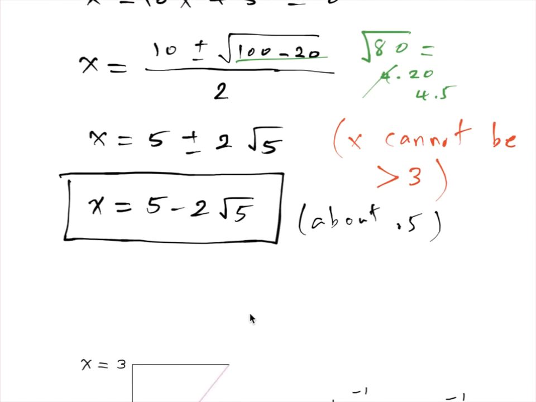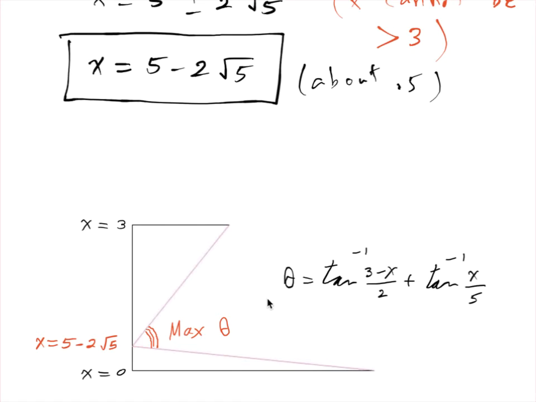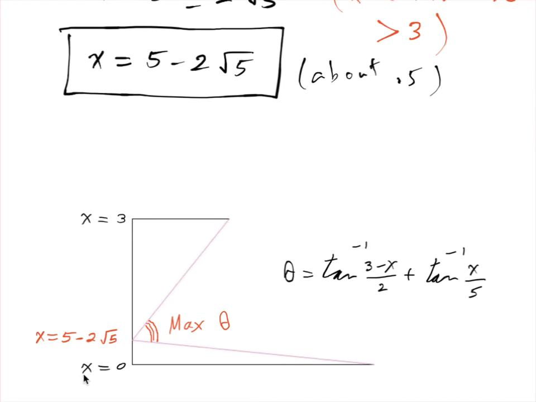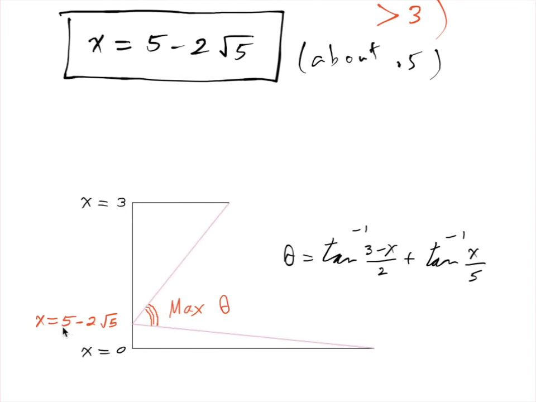Now, the second question is, so here's a picture of it. x is 5 minus 2 square root of 5, and that angle is over here. That angle gives you the maximum angle. And the question is, why is it a maximum?